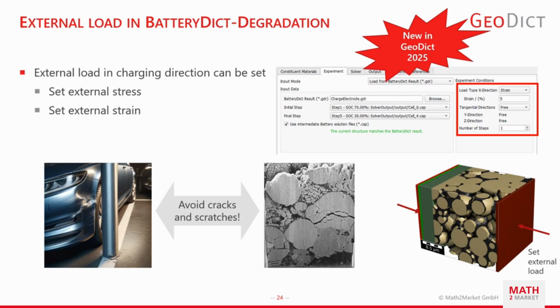And one important feature that we were asked for in the past were the boundary conditions for this module, because so far it was not possible to have a certain defined external stress or strain on the volume domain that you simulate. But for example, the all-solid-state batteries are always operated at a certain external pressure. And now in GeoDict 2025, we have a new boundary condition for the battery degradation, so that you can put an external stress or external strain on your structure while you are doing this battery degradation simulation.